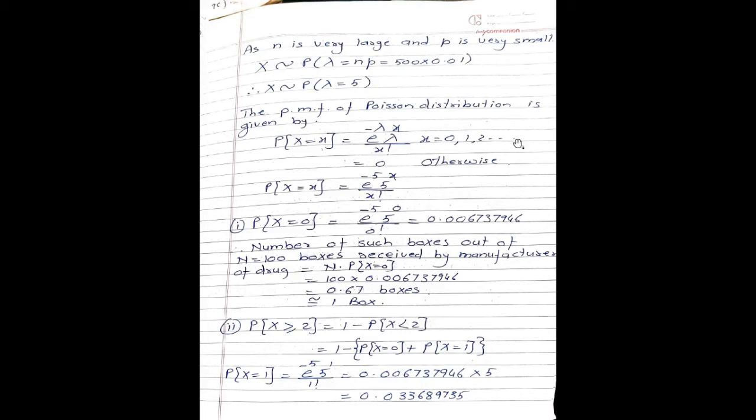Next part we want probability X greater than or equal to 2, which we cannot calculate directly because the range of X is countably infinite. So we will have to take the complementary event as 1 minus probability X less than 2. So 1 minus, probability X is equal to 0 plus probability X is equal to 1. So X is equal to 0 probability already we have calculated. So we will calculate probability X is equal to 1 as e raised to minus 5, 5 raised to 1 upon 1 factorial, which is equal to 0.006737946 into 5. So the answer becomes 0.033689735.